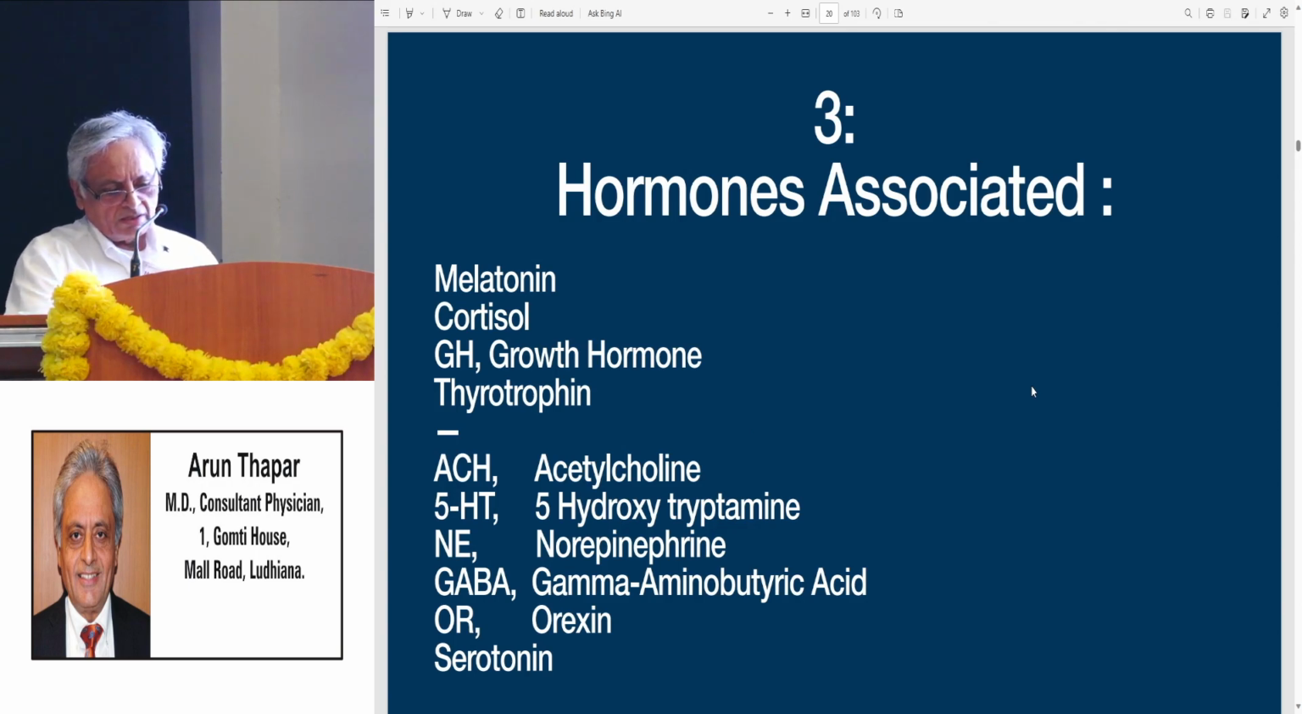A few hormones have been associated with the sleep mechanism. The main hormones being melatonin, cortisol, growth hormone, and thyroid. A few more hormones have also come into play. They are acetylcholine, 5-hydroxytryptamine, norepinephrine, gamma-aminobutyric acid, orexin, or serotonin.